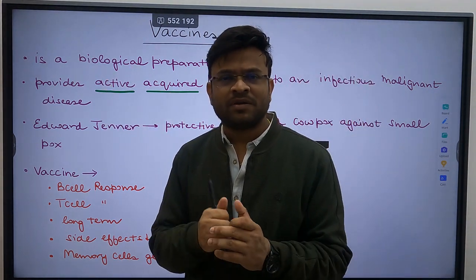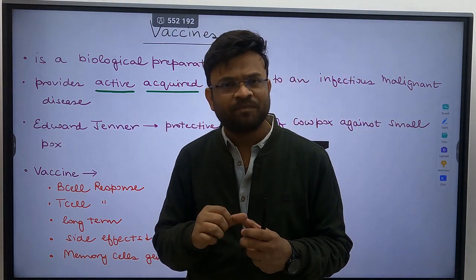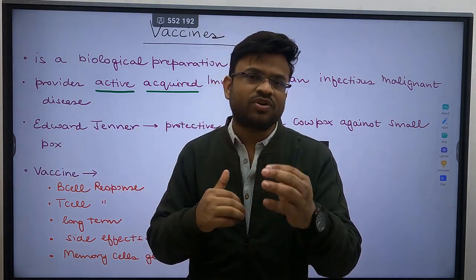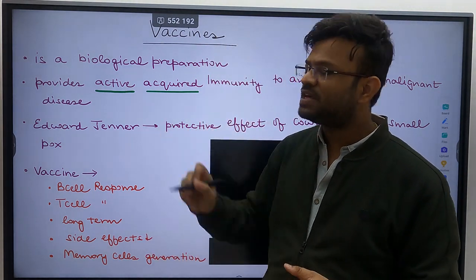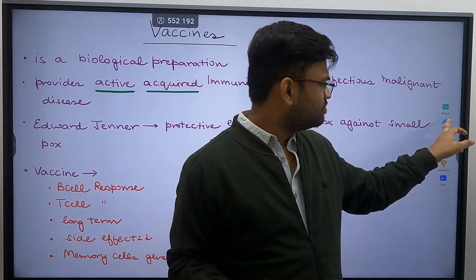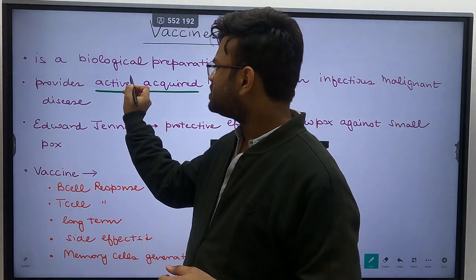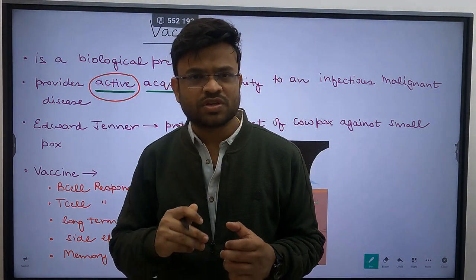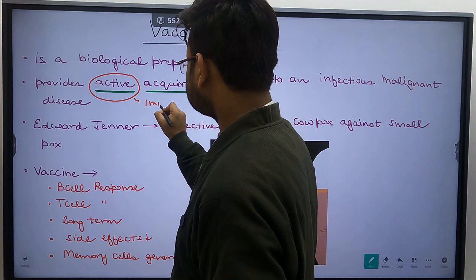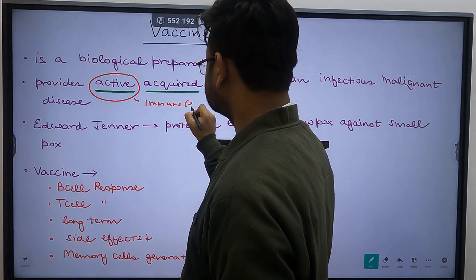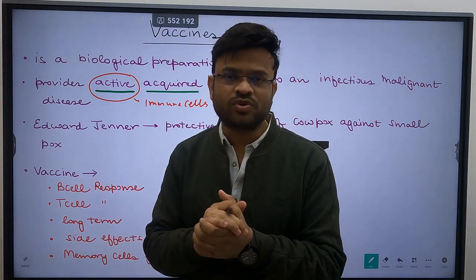What do you mean by active? By active, I mean that when you inject the vaccine inside an individual's body, that body itself will start producing immune cells against that particular vaccine. Therefore, I am saying this is active. Active simply means that because of this vaccination, the individual's body will start to produce the immune cells. Let me just write it down: the body will itself start to produce the immune cells.